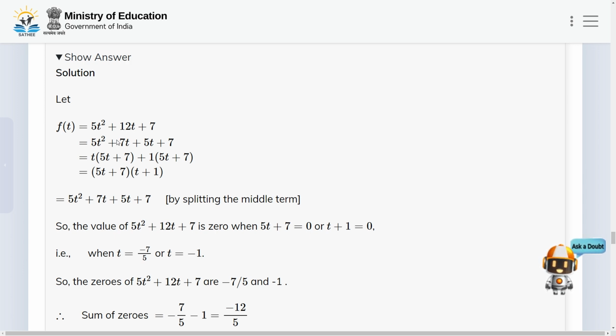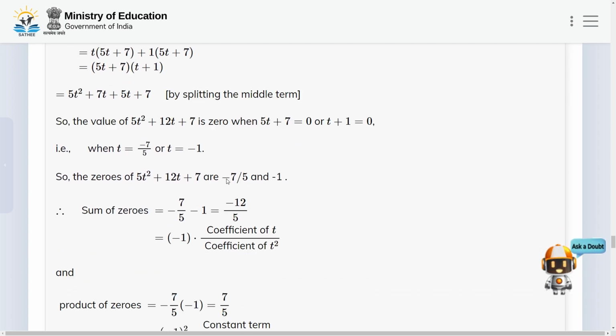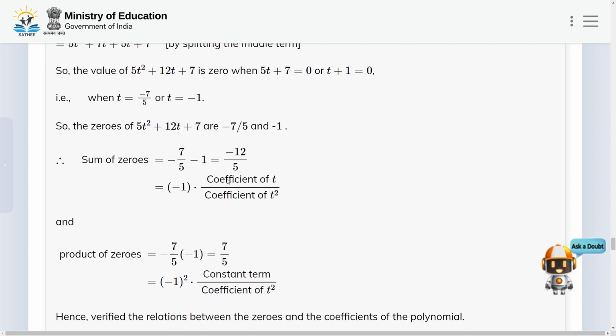Okay, and this is equal to (5t + 7)(t + 1). Now the value of 5t² + 12t + 7 is 0 when 5t + 7 = 0 or t + 1 = 0. That is when t = -7/5 or t = -1. So the zeros of 5t² + 12t + 7 are -7/5 and -1.